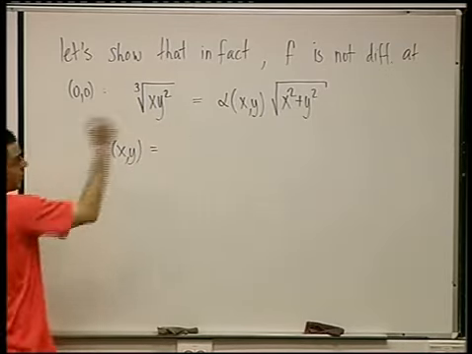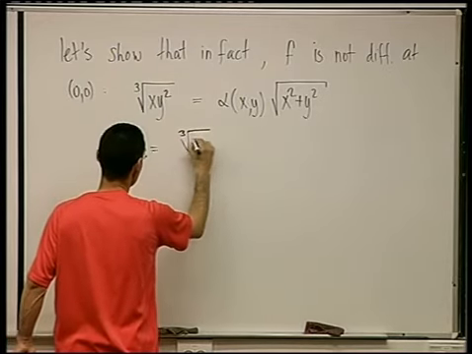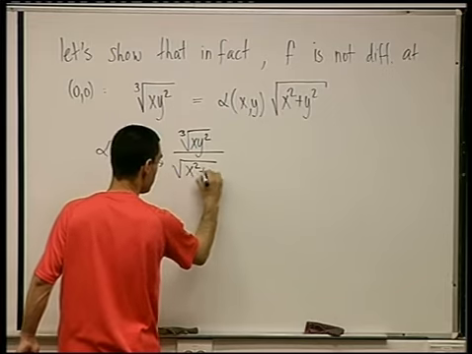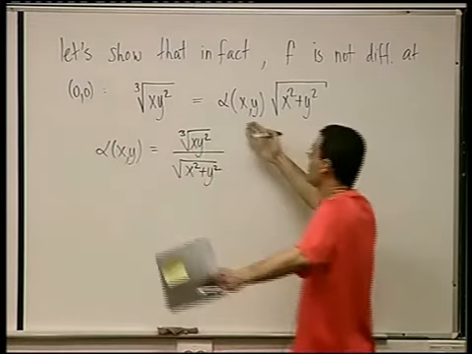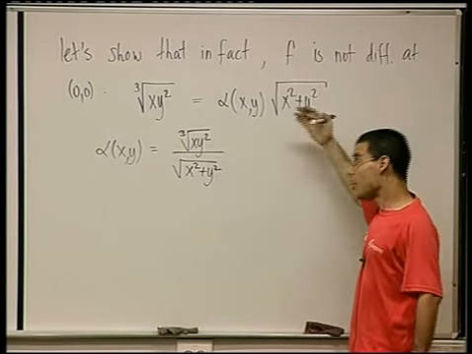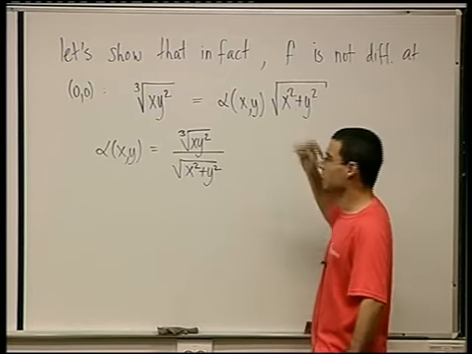If there's going to be a function that satisfies this for any x and y, the function has to be the cubic root of xy squared divided by the root of x squared plus y squared. This has to be alpha if alpha exists. Do you agree? So now all I have to do is check. Does this tend to 0 as x, y go to 0?